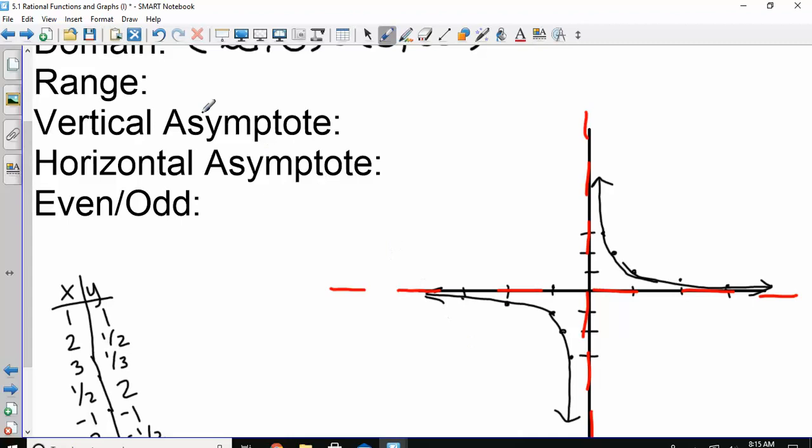Range, talking about the y. So you go from the bottom up. It's going down forever, so it's coming from negative infinity. Stops when we get right here, which is 0. Union picks up again after 0 and goes to infinity.